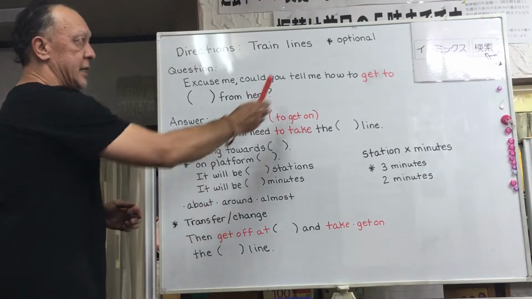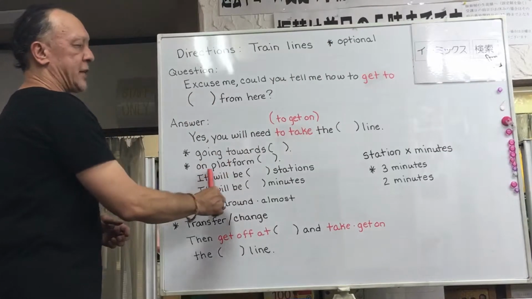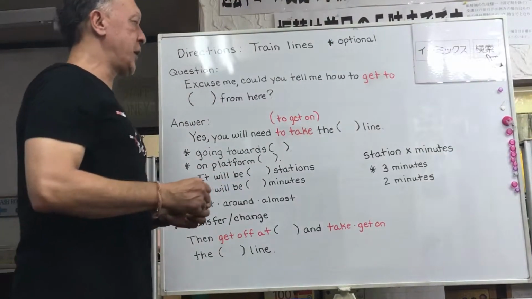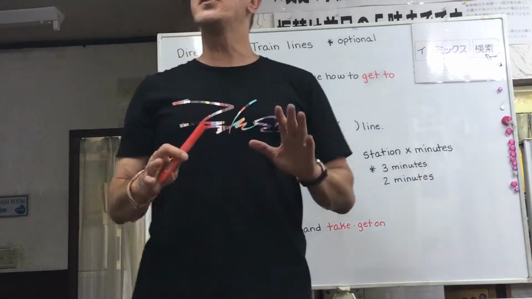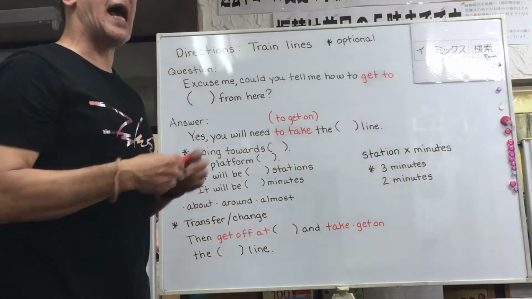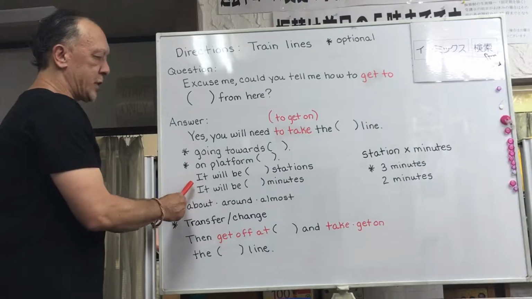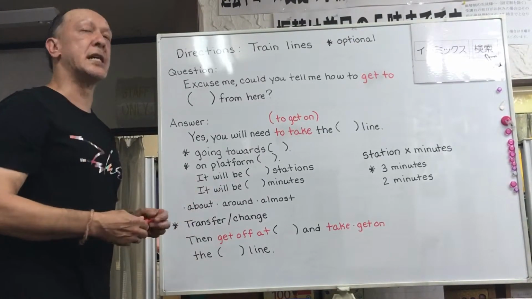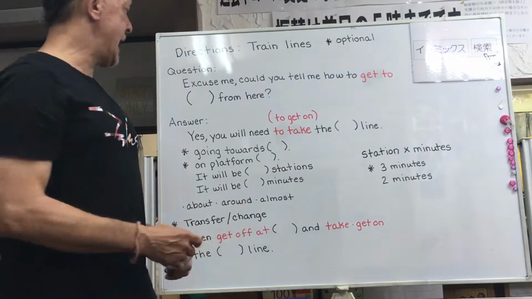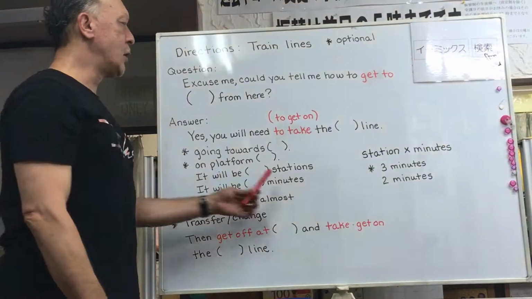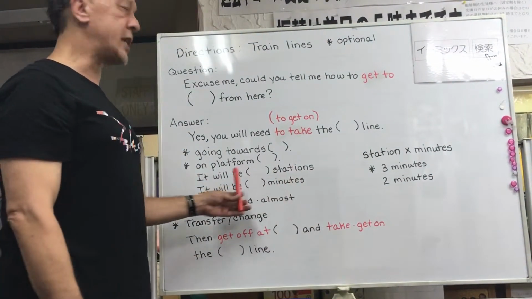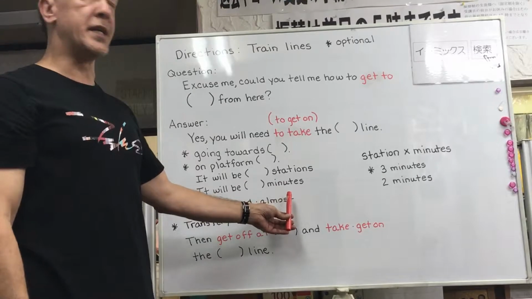Another one is also optional. We have the platform. If you are aware of the platform number, 1, 2, and so on, please add that to your directions. And then we follow it with these two forms of future tense, "will be." As we see, the first future tense will use stations. The second future tense will use minutes.